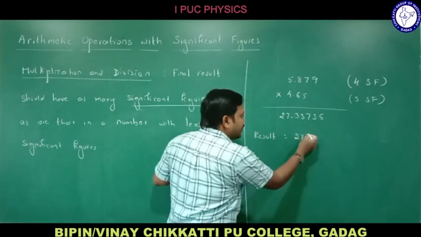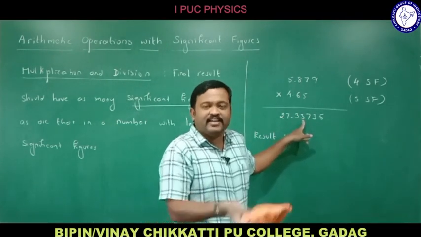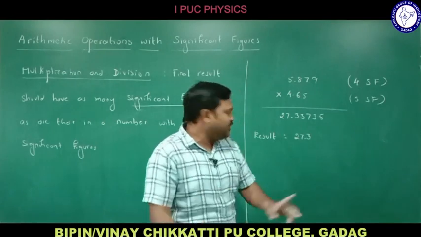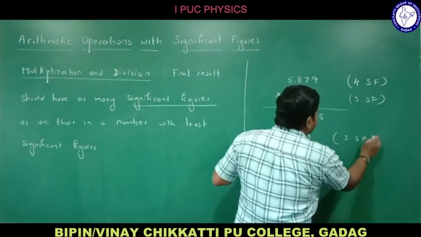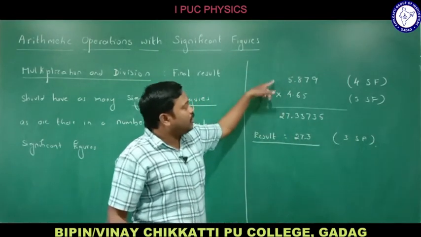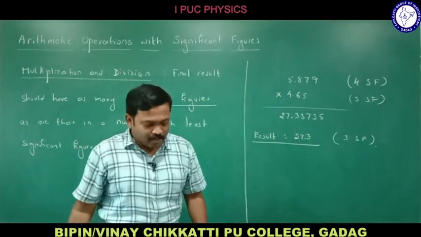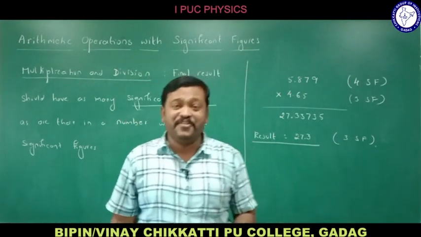Right? Okay, see the next number. There is 3. It is less than 5. If it is less than 5, keep that number as it is. So you will be getting 27.3. So how many significant figures it has? 3 significant figures. So this is the answer of this multiplication of these two numbers, right? So where we need to stop, how many digits we need to take, right?